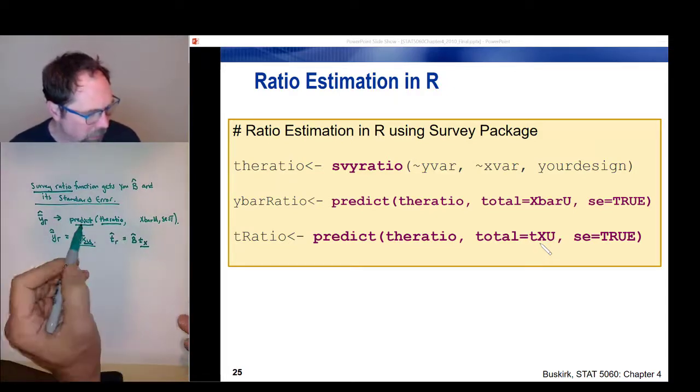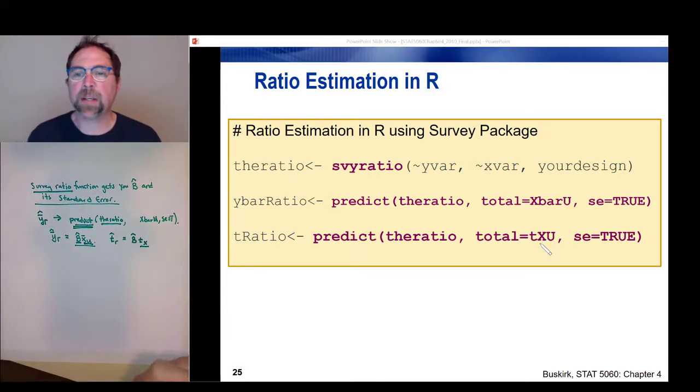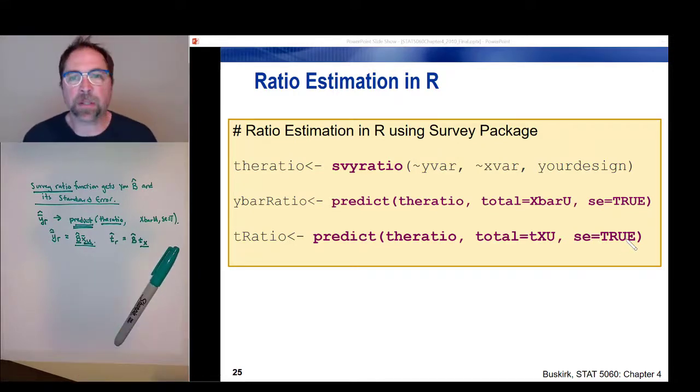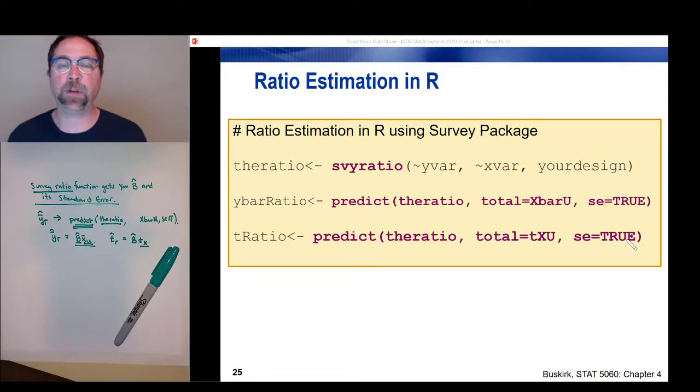And that's exactly why we're using the terminology predict here. And then of course, SE equals true. This is asking for the standard errors to be computed for you according to the formulas that we've talked about already, or their operationalization in a complex sample design where you're incorporating the sampling weights into those formulas as well. Okay, so that's the setup for how to do ratio estimation in the R package.